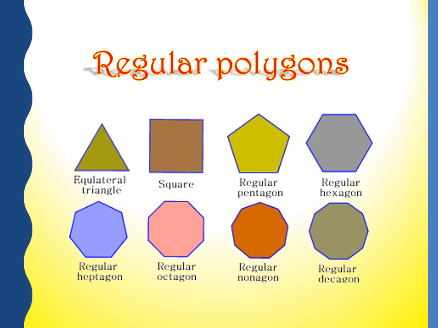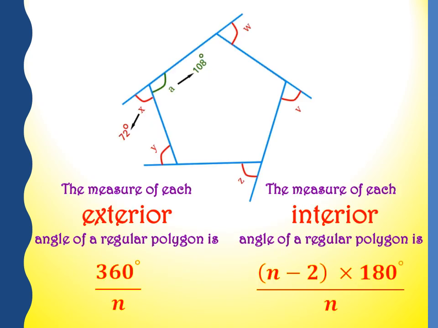The regular polygon has equal sides and equal angles. And here in this figure are some examples of regular polygons. And according to the previous rules, we can easily calculate the measure of each of the exterior and the interior angles of the regular polygon.